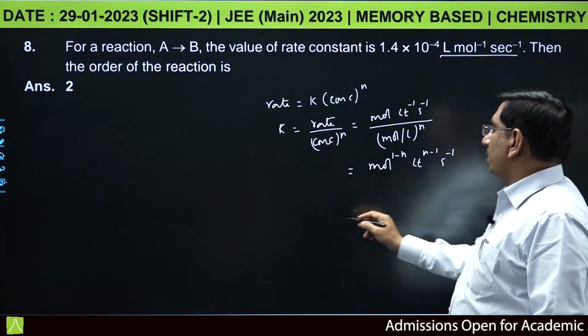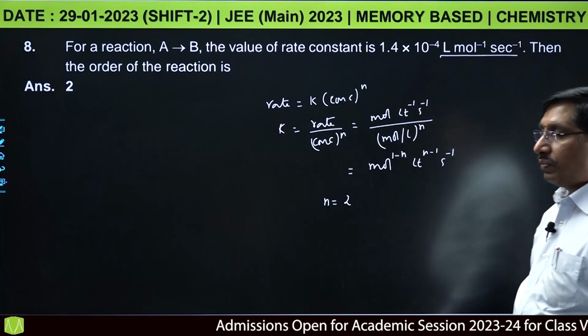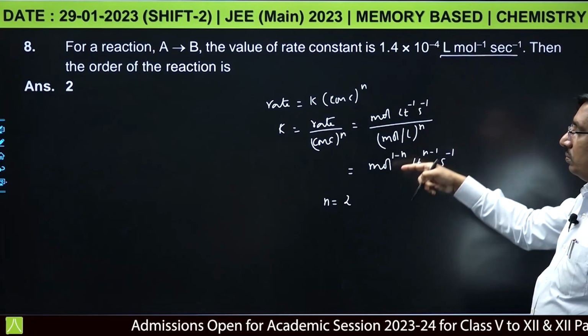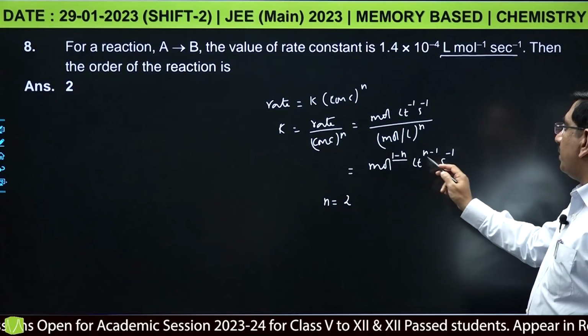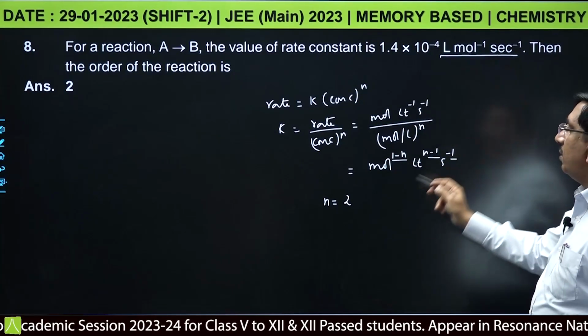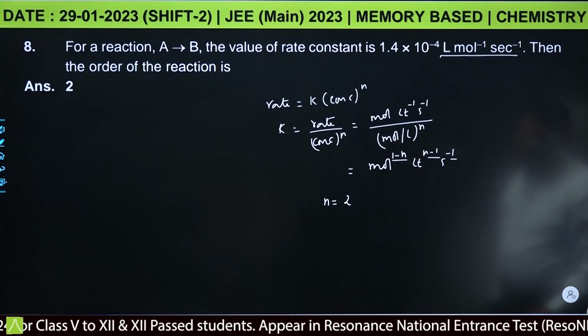If you compare this, the n value will be equal to 2. That means the order of the reaction is 2. If you compare these with the given units, then you will get n value 2. So, that represents the order of the reaction.